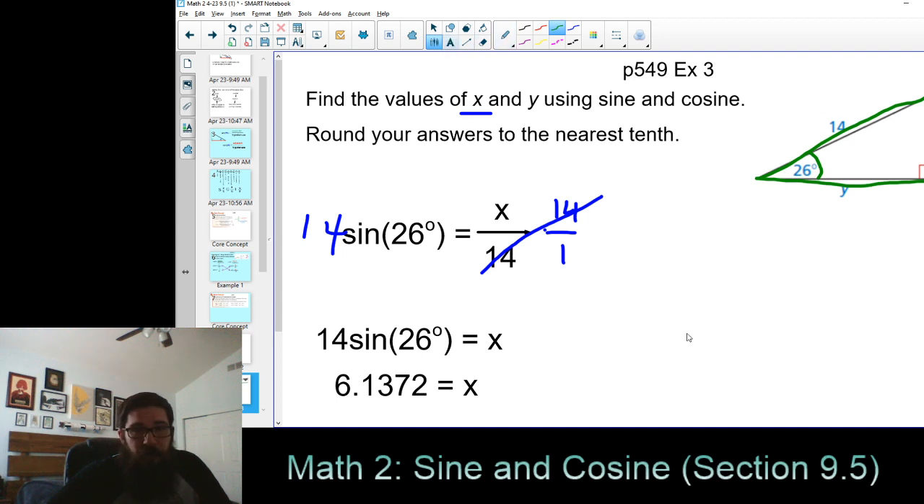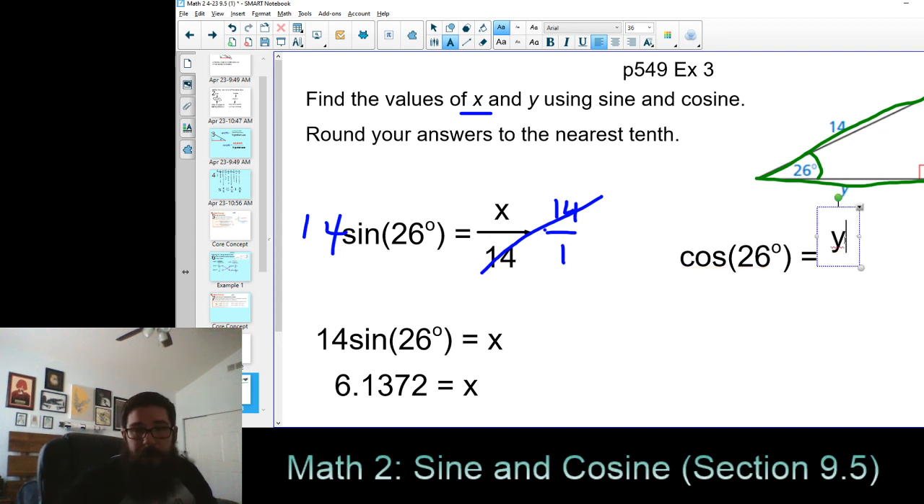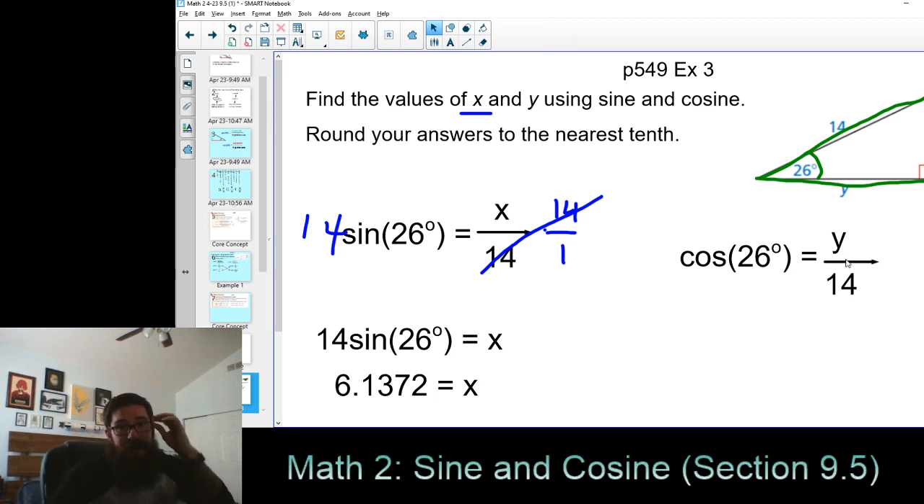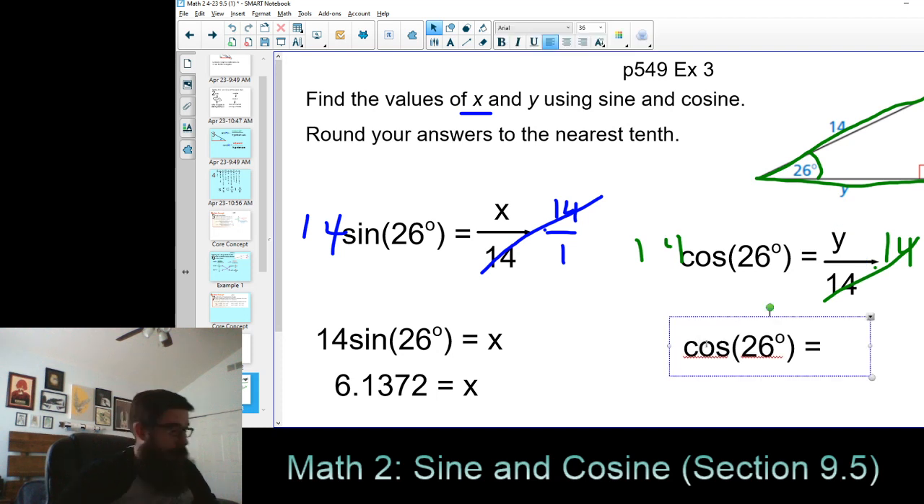Well, this setup's going to look pretty similar to the one that we just did. Cosine of an angle, so in this case still 26, is going to equal the adjacent side, which is now y, divided by the hypotenuse, which is still 14. It's basically the same setup, except it changes which side we're looking for. That means the algebra is not really going to be any different. I'm still going to multiply 14 on both sides to cancel out the dividing by 14 and get y by itself. What do I need to literally type into the calculator to find y?